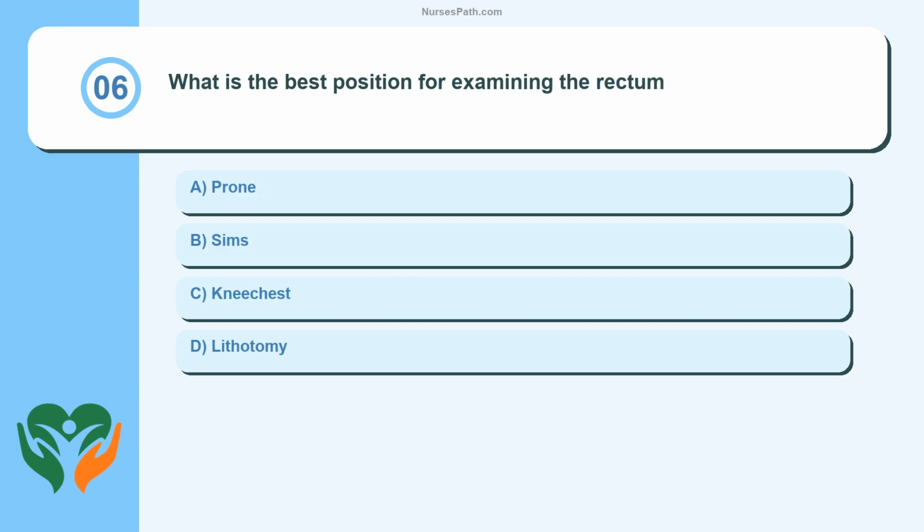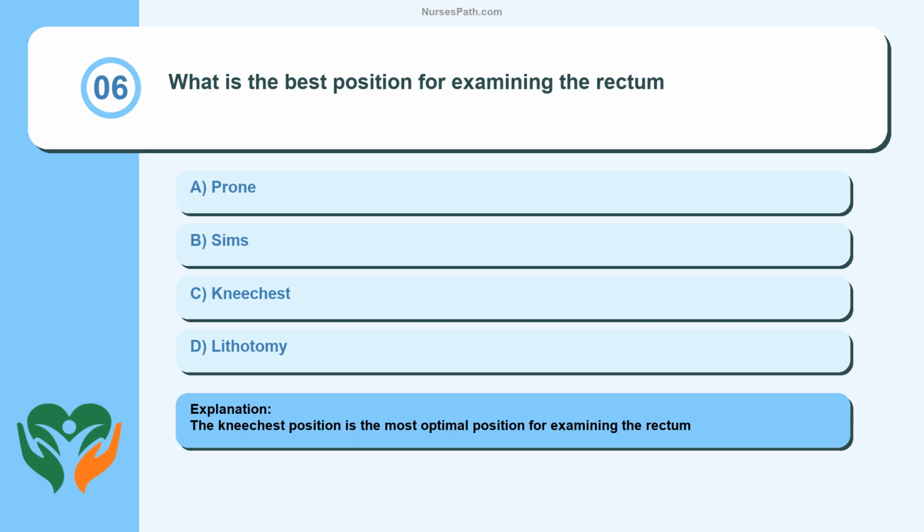Question 6. What is the best position for examining the rectum? Prone, Sims, knee chest, lithotomy. The knee chest position is the most optimal position for examining the rectum.